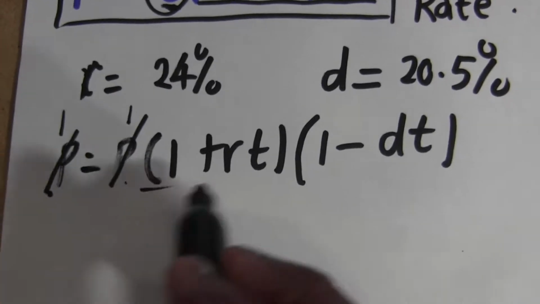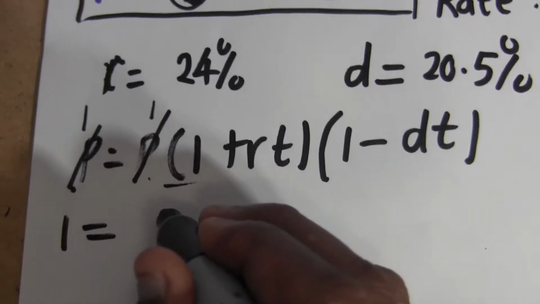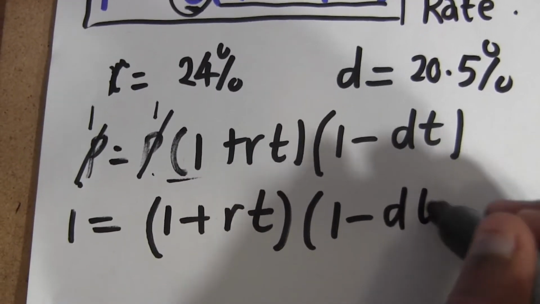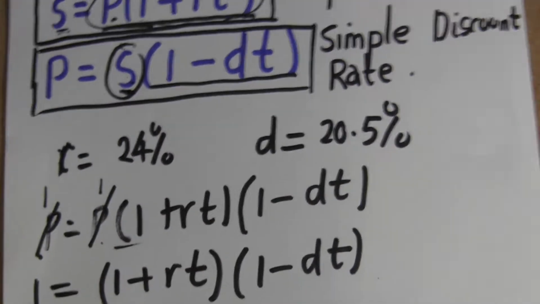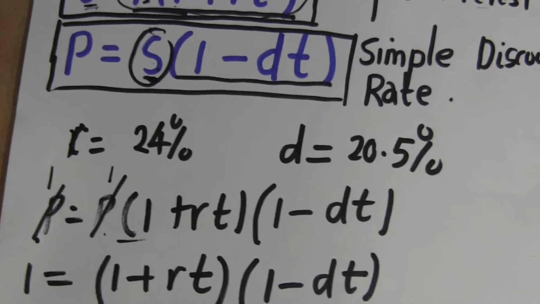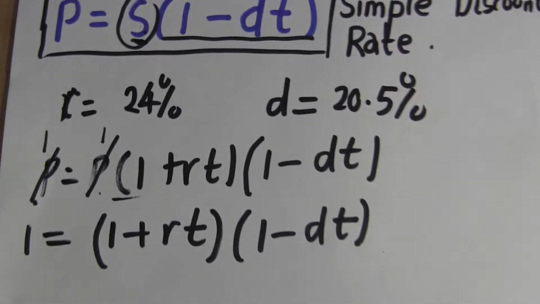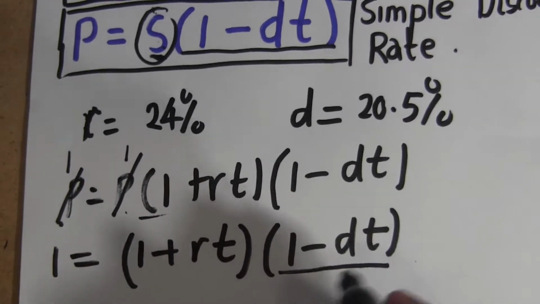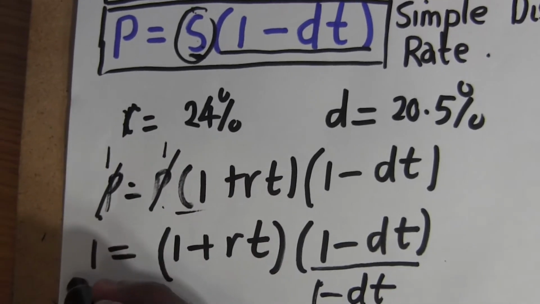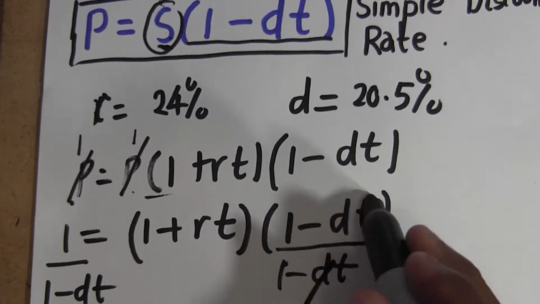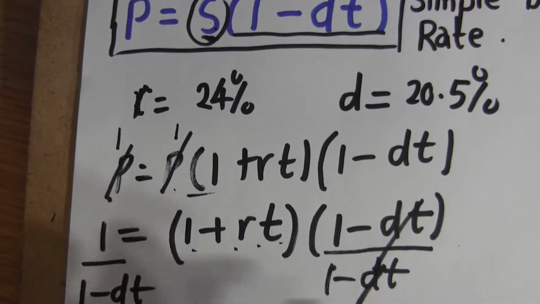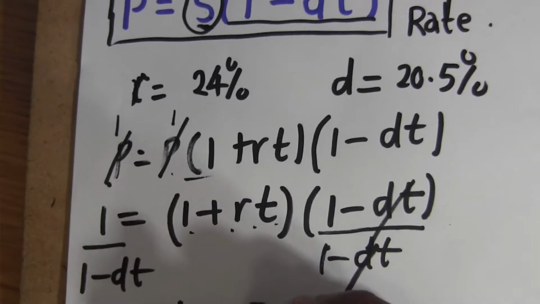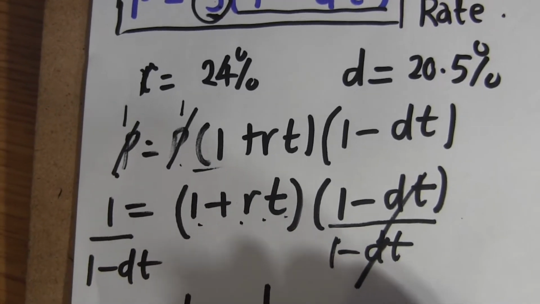So we're left with 1 plus rt equal to 1 minus dt, and I'll make t the subject. So I'm going to divide by 1 minus dt throughout. This and this cancel, so we're left with 1 plus rt on this side equal to 1 over 1 minus dt.